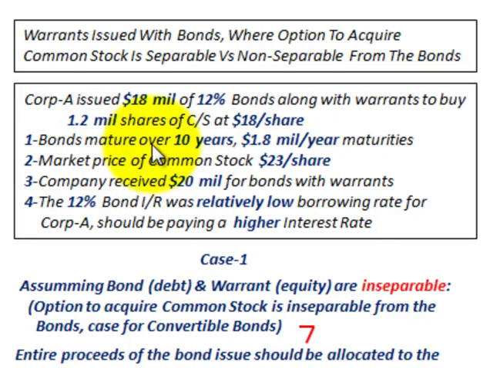Now the bonds mature over 10 years, with $1.8 million per year at maturity. The market value of the common stock when these bonds were issued with the warrants is $23 per share, and the company received $20 million when they sold these bonds with the warrants. Now, a 12% bond interest rate is considered a relatively low borrowing rate for Corporation A, and they should actually be paying a higher interest rate than this 12%.